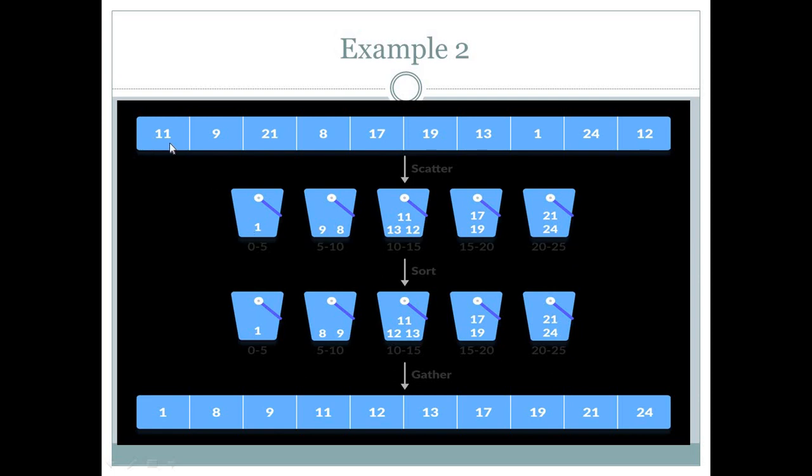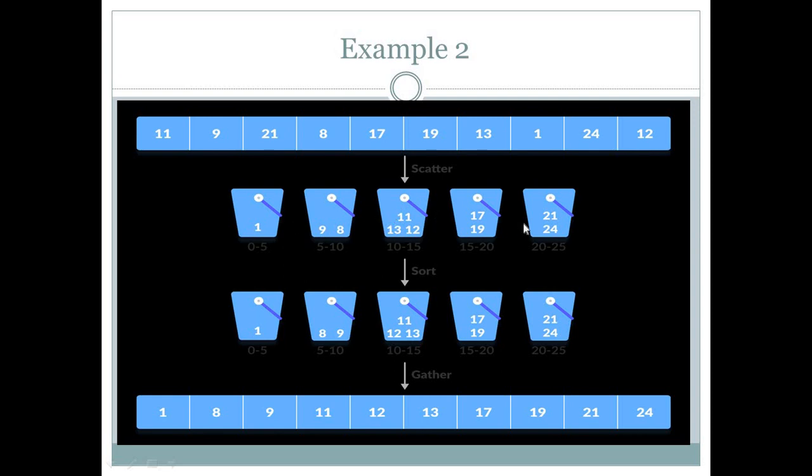Here, number 11 will go into this bucket. Number 9 belongs to this bucket. 21 belongs to this bucket. 8 belongs to this bucket. 17 belongs to this bucket. 19 belongs to this bucket. 13 belongs to this bucket. 1 belongs to this first bucket. 24 belongs to this last bucket, and 12 belongs to this third bucket.